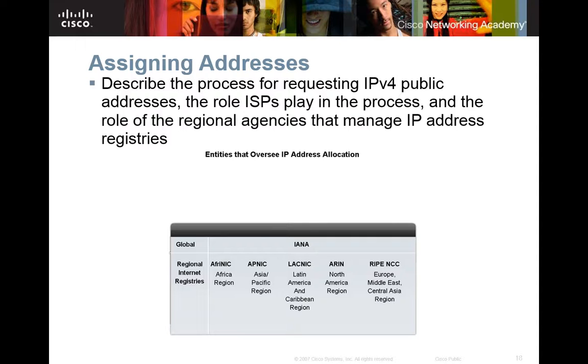If you want an IP address, you are going to go to the IANA, but they're going to refer you to ARIN, which is for the North American area. If you were in any of these other regions, then you would go to these regional internet registries to get your public IP address.